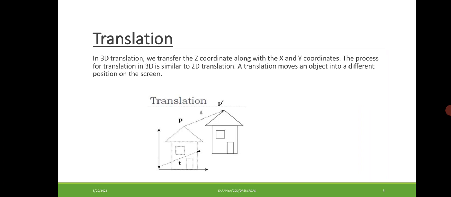The next is translation. In 3D translation, we transfer the z coordinate along with the x and y coordinates. The process of translation in 3D is similar to 2D translation. A translation moves an object into a different position on the screen. You can see the picture. The point P is transferred to P1. You can see the translation of an image from one place to another using the z axis.